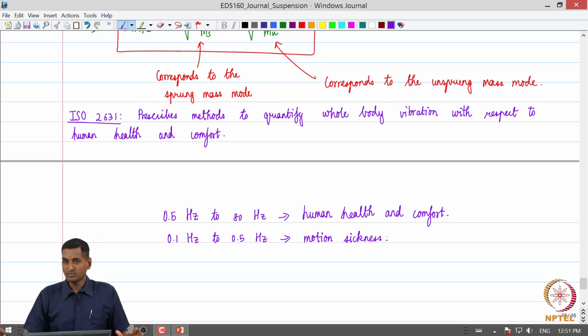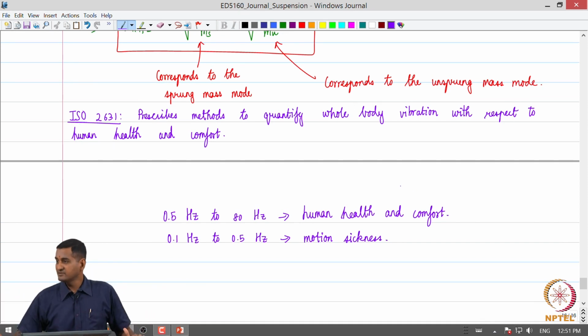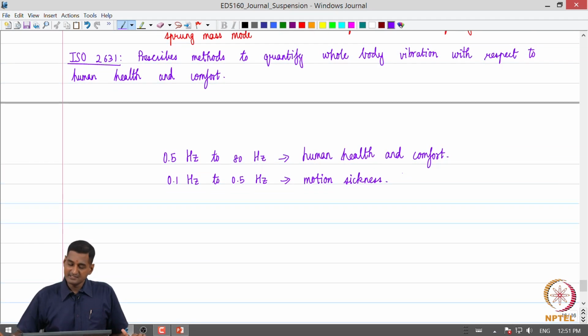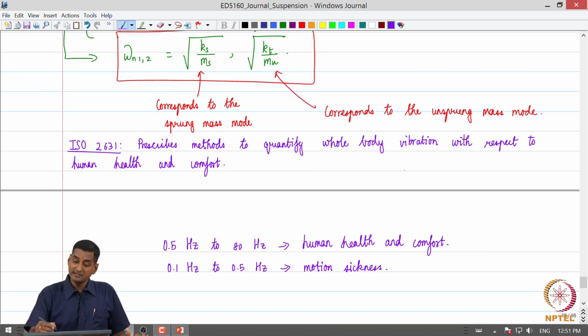So, all of us understand what motion sickness is, but that essentially falls in a low frequency range, right. So, we can see that there is a huge range of frequencies over which the analysis must be done. Okay. And one comment here, please note that in the above analysis we are dealing with the angular frequency omega.